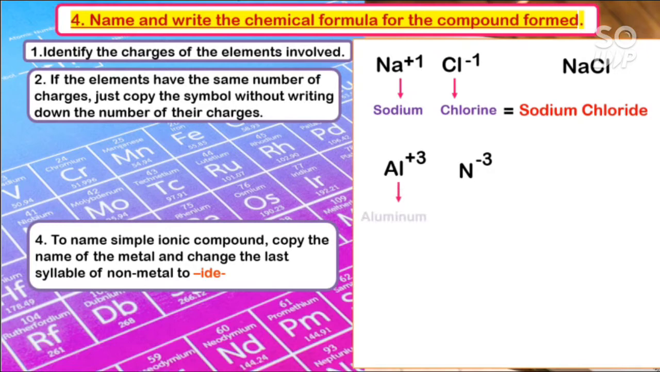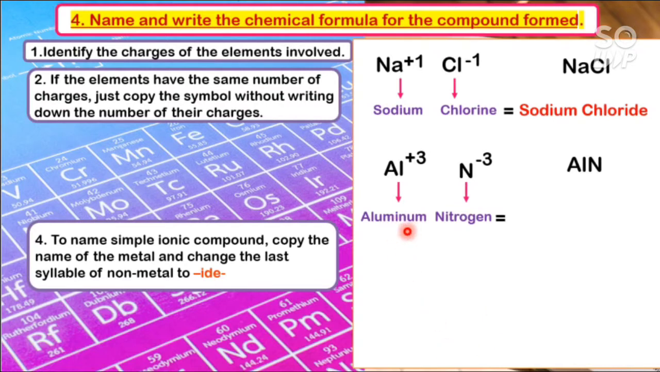So this is aluminum and this is nitrogen. Since Al is for aluminum, just copy Al and then N for nitrogen. They both have 3, so no need to write the number. So this is the chemical formula for aluminum and nitrogen. How about the name of this compound?